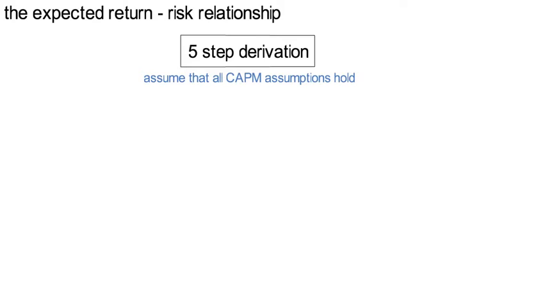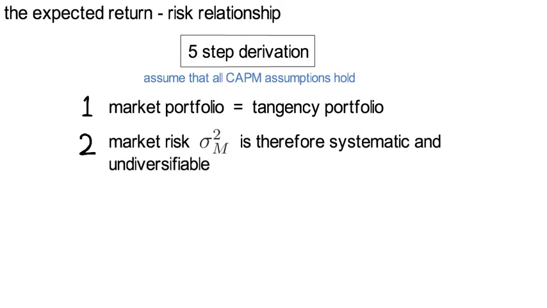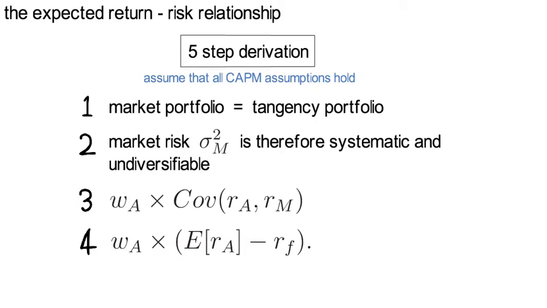Now, following these assumptions, it holds that first, the market portfolio is in fact the tangency portfolio. Second, the entire market risk sigma square m is therefore systematic and undiversifiable. Third, an asset A with variance sigma square A and portfolio weight WA contributes WA times the covariance of RA with RM to the risk of the market portfolio. Fourth, on the other hand, asset A's contribution to the expected risk premium of the market portfolio is WA times the expected risk premium of asset A.